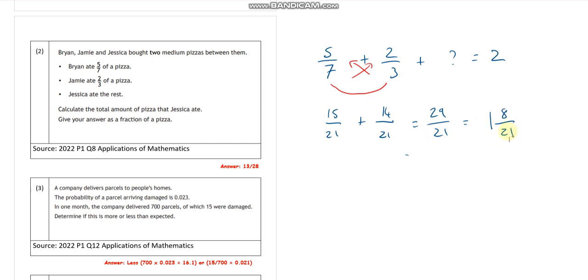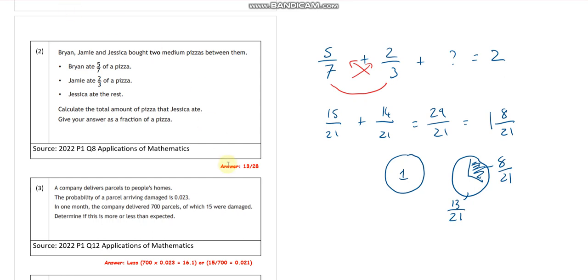So what does that really mean? What does that look like? They've eaten one whole pizza, and then on the other pizza, they have eaten 8 of the 21 slices. So it's 21 slices here, they've eaten 8. So that means the remainder, out of 21 slices, how much is left if they've eaten 8 of them? That's going to be 13, isn't it? So the final answer would be 13/21.